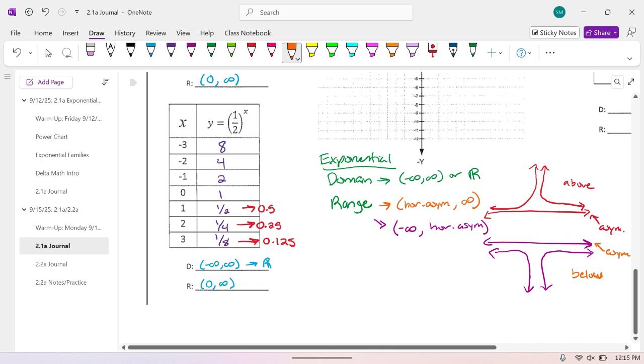All right, so we're going to put a pin in 2.1 and we'll come back to it when we get to logarithmic functions. So right now, I need you guys to completely shut your Chromebooks. All right, you don't really need them right now.